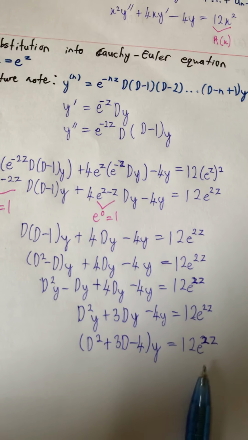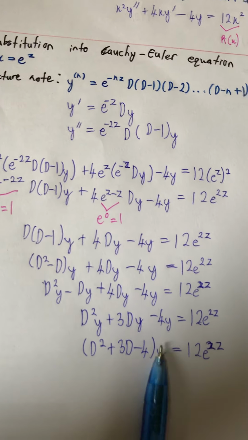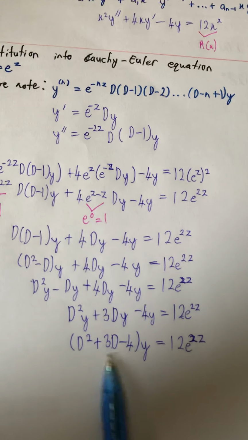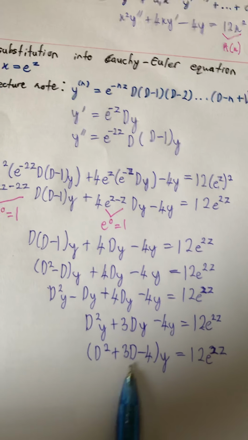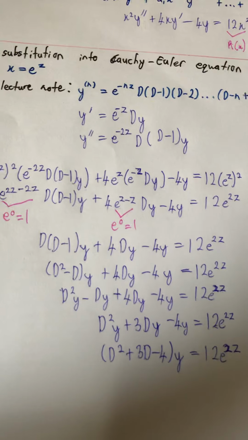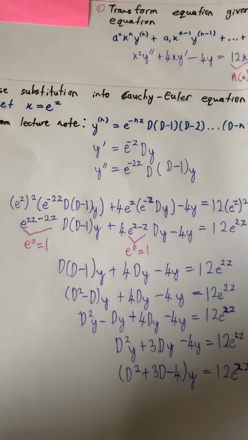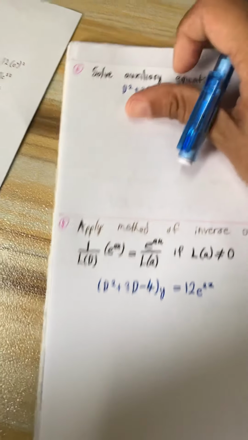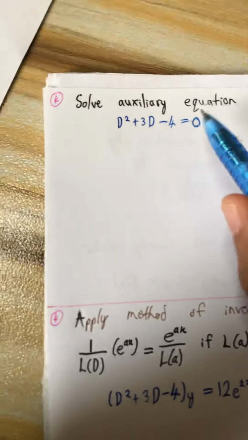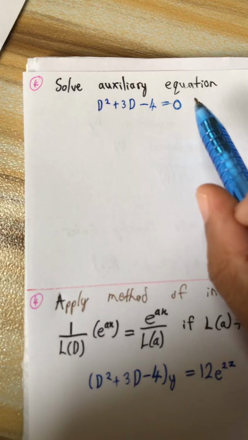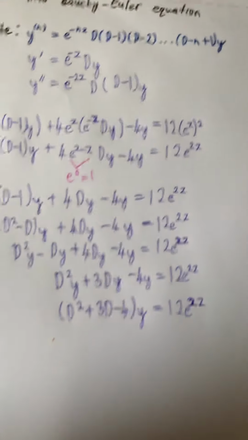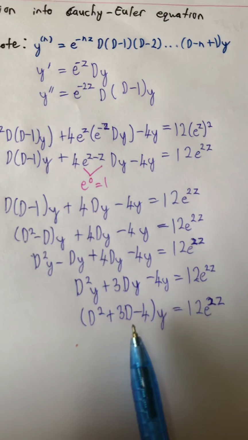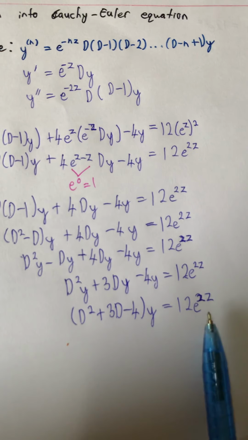And then from this, the next step is we need to solve the auxiliary equation and find the roots, so we can find the complementary solution y c. So here, from the previous equation, we solve the auxiliary equation. Our equation just now is D squared plus 3D minus 4, y equal to 12 e to the power of 2z.